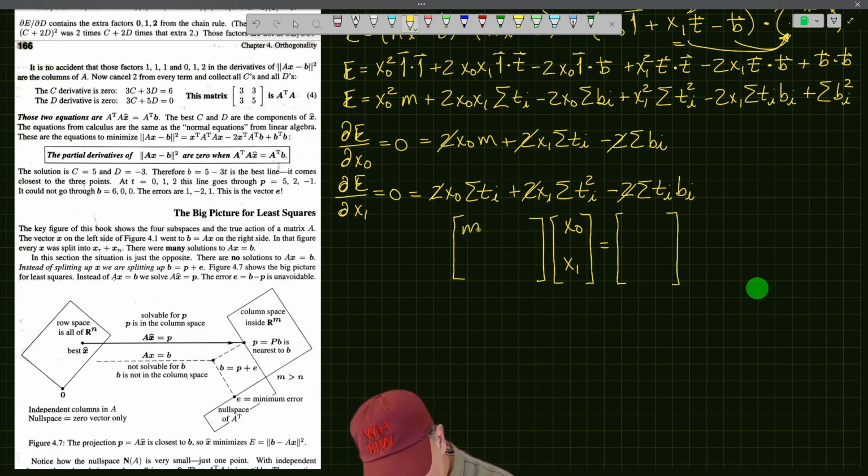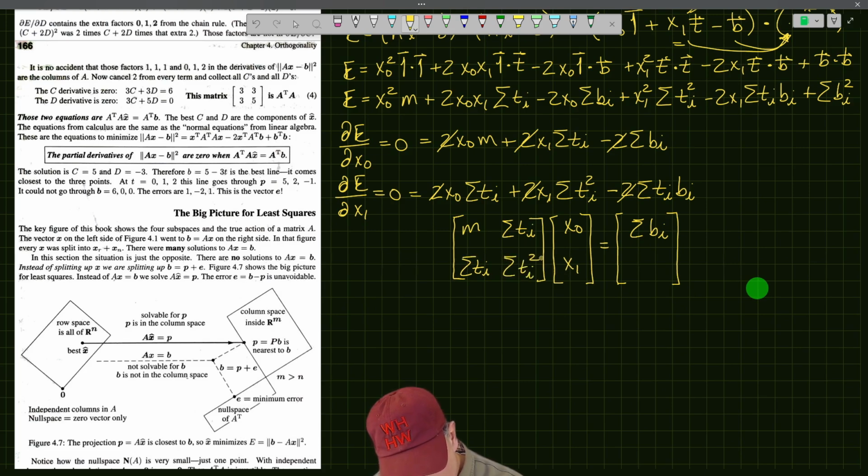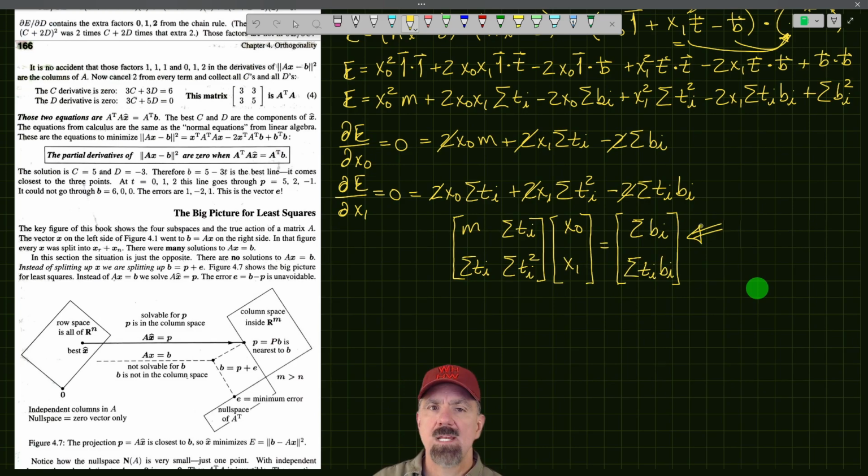So for x naught, we have m. And then for x1 in this first equation, we have the sum of the t sub i's. And then we are going to move this to the other side of the equation. So that's the sum of the b sub i's. In the second equation, we have the sum of the t sub i's. And then this next one, multiply x1 times the sum of the t sub i's squared. And then finally moving that to the right side of the equation, we have the sum of the t sub i, b sub i's. So this is the equation we need to solve for x naught and x1 in order to minimize the error associated with least squares.